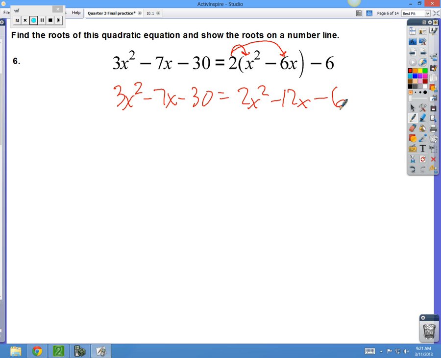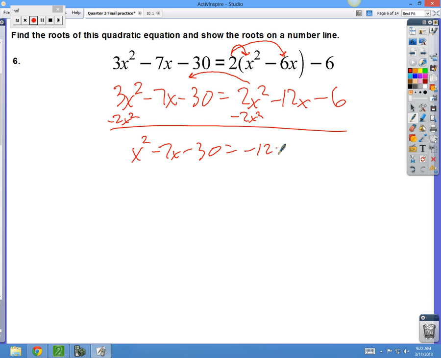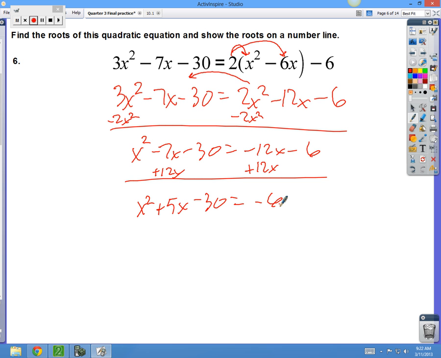Now I'm going to move everything to the left. I'm going to take this over, so I'm going to minus 2x squared on both sides. You're going to have 1x squared minus 7x minus 30 equals minus 12x minus 6. Now I'm going to move those other two to the left. I'm going to undo them. I'm going to add 12x and add 12x. You are going to have x squared plus 5x minus 30 equals negative 6. I'm going to plus 6, plus 6.